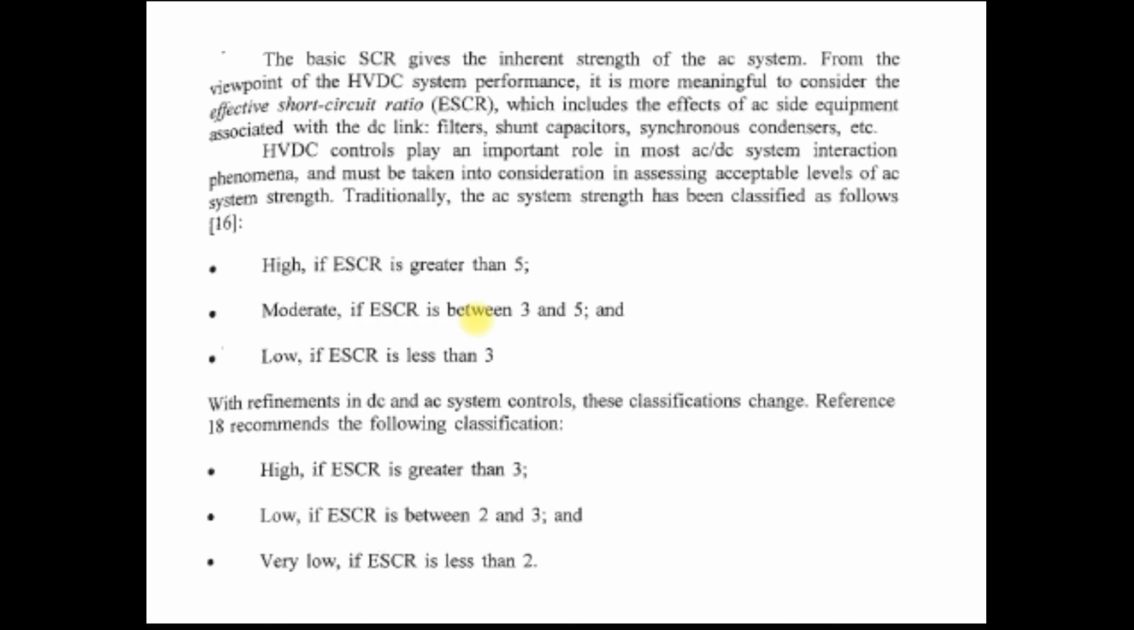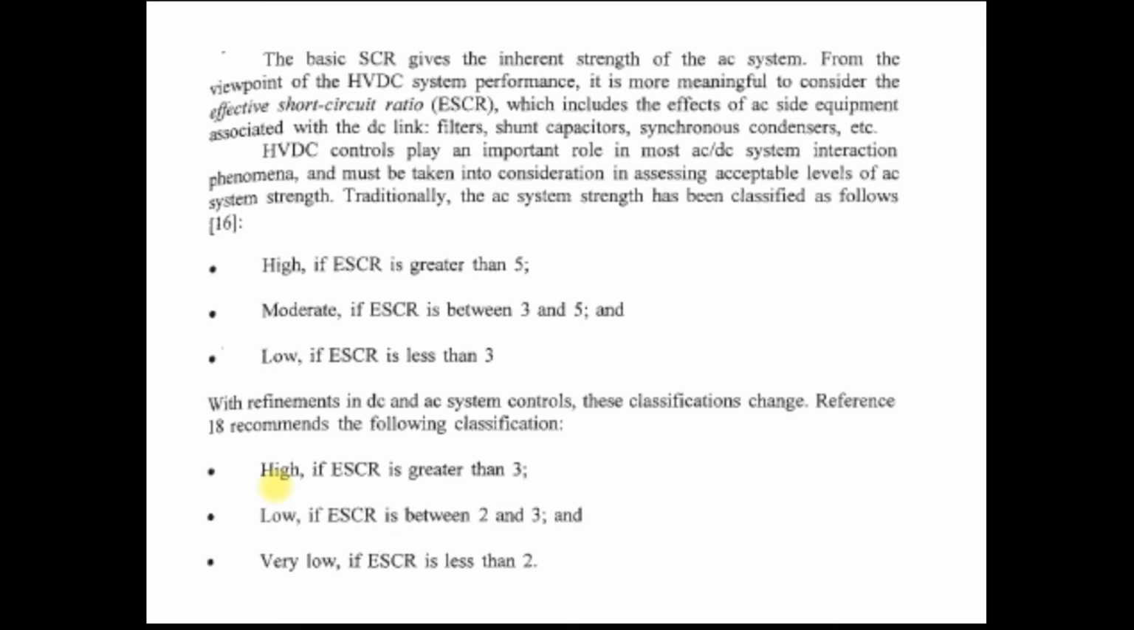But after refinement in the DC and AC system control, and new developments in the technology of HVDC system control, the classification has changed. We call the AC system strength high if the effective short circuit ratio is greater than 3. It is low if it is between 2 and 3, and very low if it is less than 2. So based on the effective short circuit ratio, we can say whether the AC system strength is good or not, high or low, because that directly impacts the AC-DC system interactions and affects the HVDC system operation.